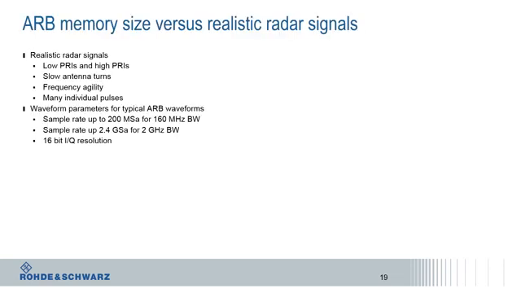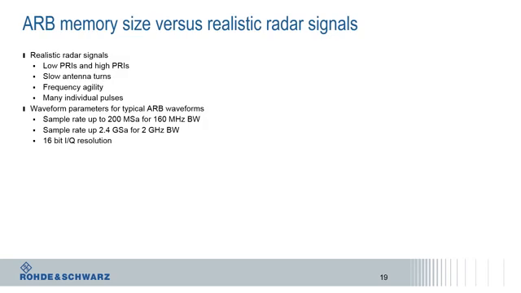So now let's look at realistic radar signals which are used in the community. Realistic radar signals can have low PRIs or high PRIs, so both are used. They can have slow antenna turns in order to point your antenna for a longer time towards a target. Radars, as we have seen before, can use frequency agility in order to avoid jamming or detection. And of course, many individual pulses can be used.